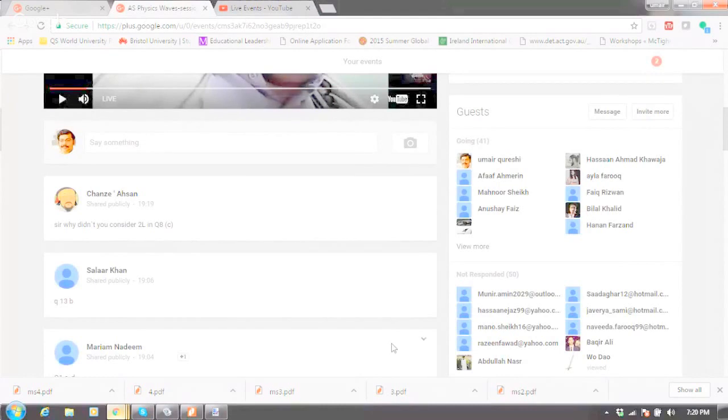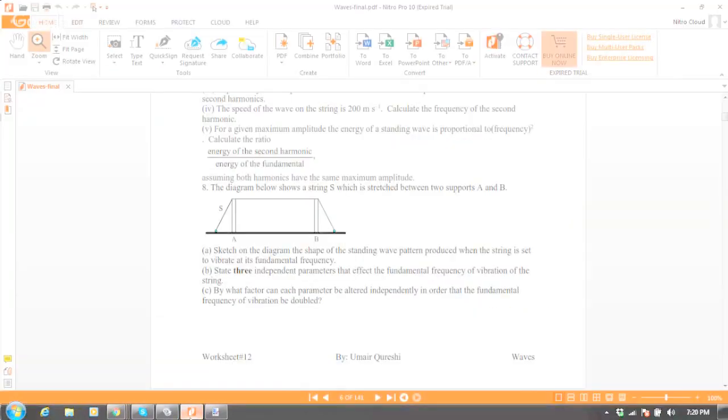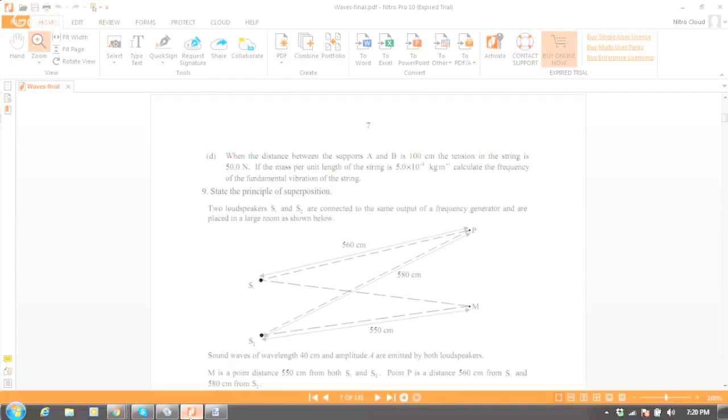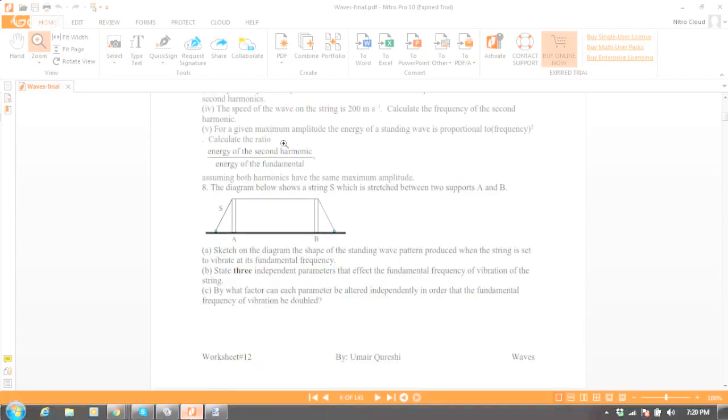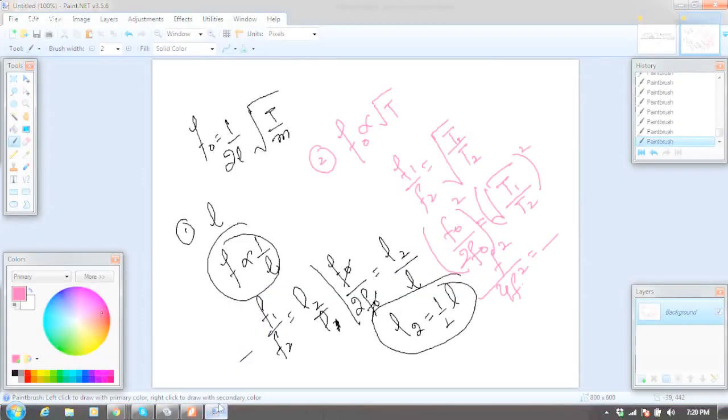Okay, Shansa's question was, why didn't you consider 2L in question number 8 part C? The question, Shansa, is: by what factor can each parameter be altered independently in order that the fundamental frequency of vibration is doubled? So I solved it in front of you: the frequency has to be doubled, made 2F0, so you found that the length will be half. So we actually knew this value and hence we determined this value. So to double the frequency, you have to halve the length, not double it.